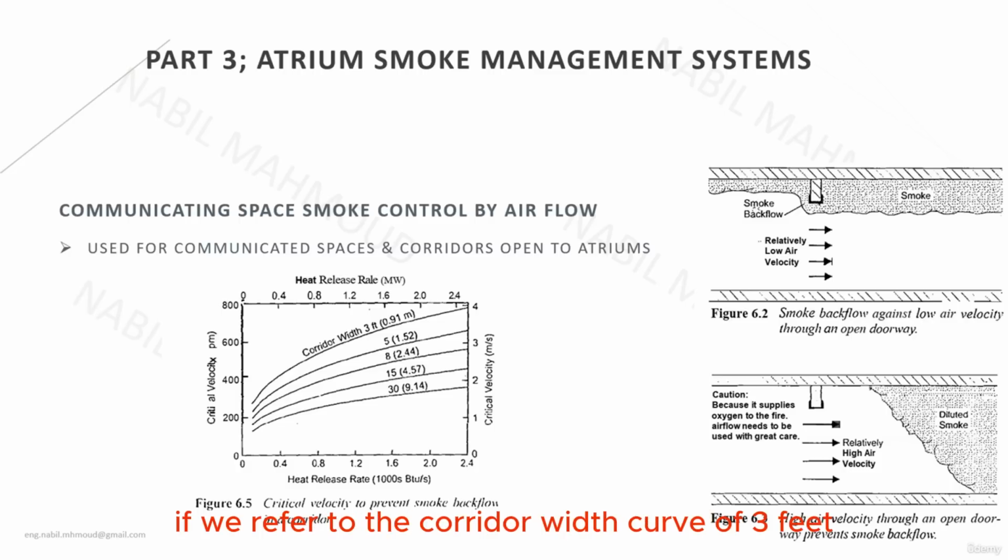If we refer to the corridor width curve of 3 feet, which is 0.91 meter, and I want to provide protection for a fire that has 0.4 megawatt on the horizontal axis, then I need to go to the velocity of the air being supplied of 400 feet per minute or 2 meters per second. This means that to quantify the amount of airflow, I need to multiply the corridor area by the velocity I just chose from this curve, which is 2 meters per second. It will give me the amount of airflow that I need to supply to sustain a sufficient velocity and airflow rate that will minimize and prevent any smoke spread.